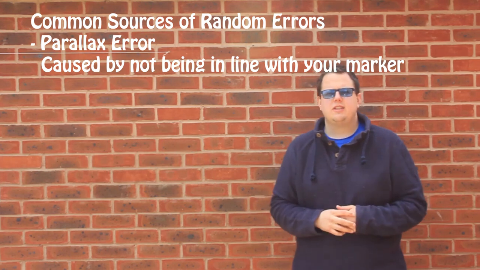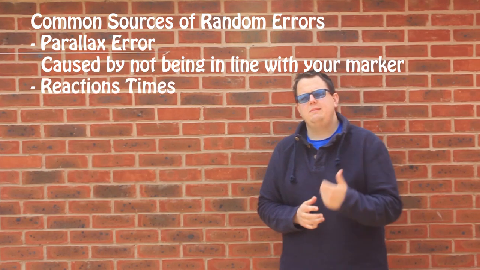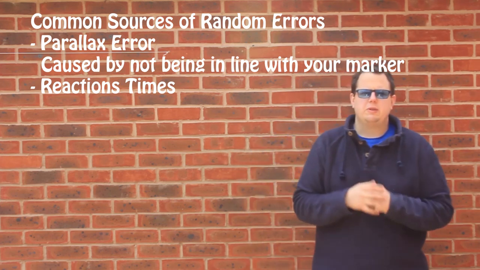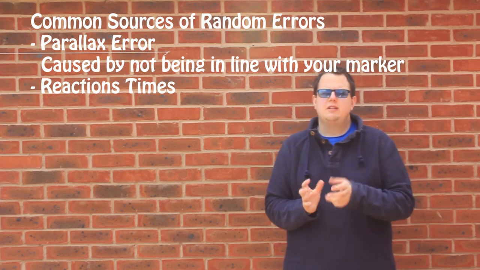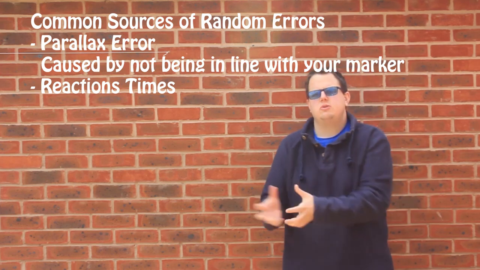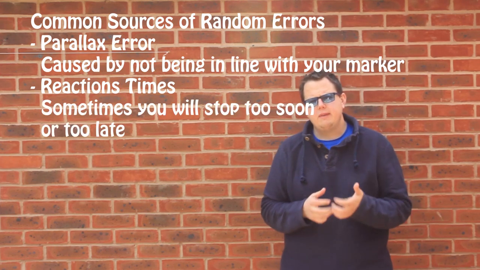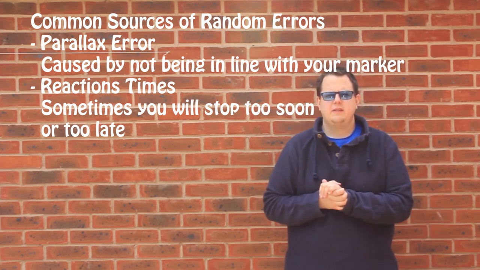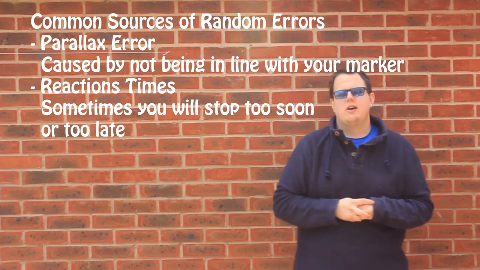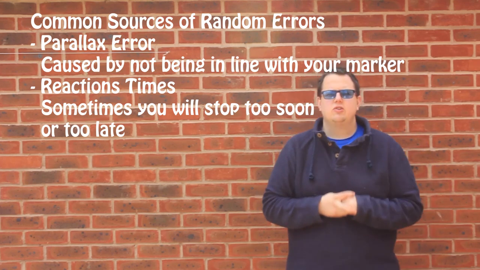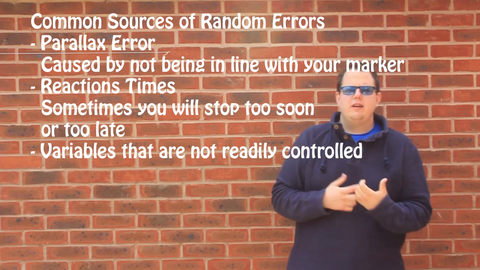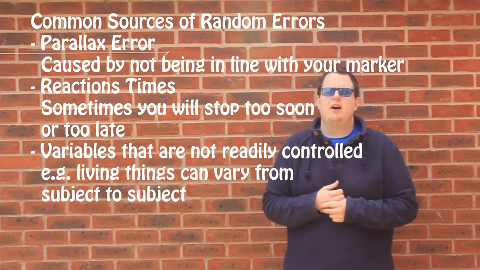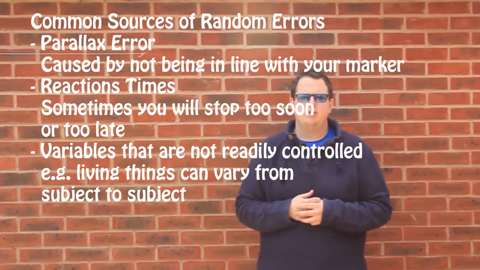Another source is reaction times. If you're having to time something, you're having to start and stop that stopwatch precisely. Your reaction times mean that sometimes you'll stop it too soon and sometimes too late, making your times shorter or longer than they should be. You might also come across other variables that cannot be readily controlled. For example, if you're doing an experiment involving living things, there may be other things that are affecting their behaviour that you can't control.